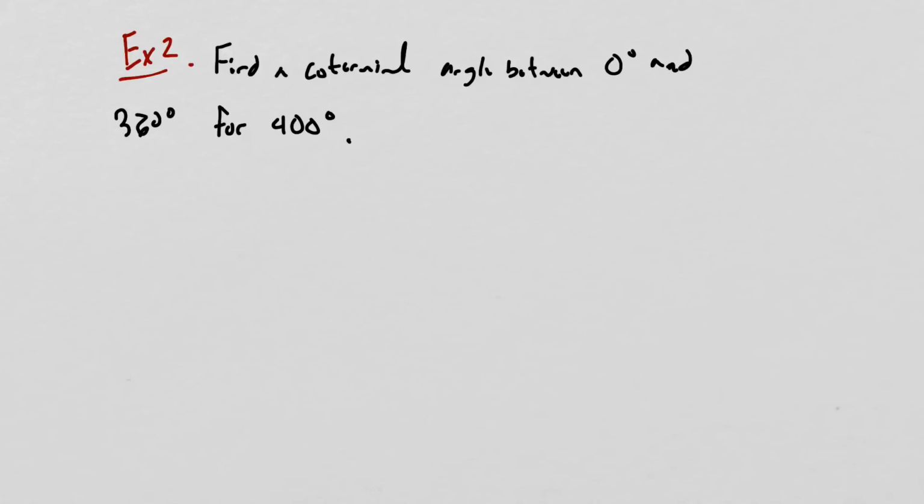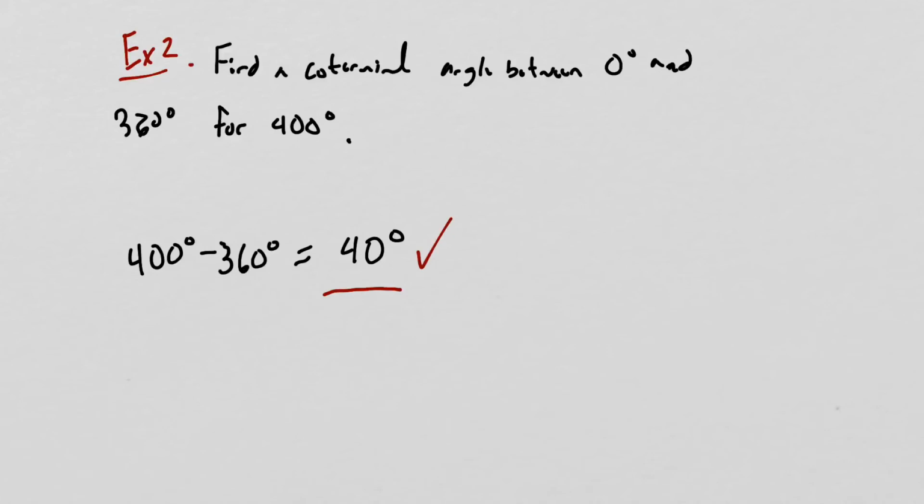To do this, all we need to do is subtract 400 degrees by 360 degrees, and we get that this is going to be the angle 40 degrees. And we see that 40 degrees is between 0 degrees and 360 degrees, and it's coterminal, so this is the angle we are looking for.